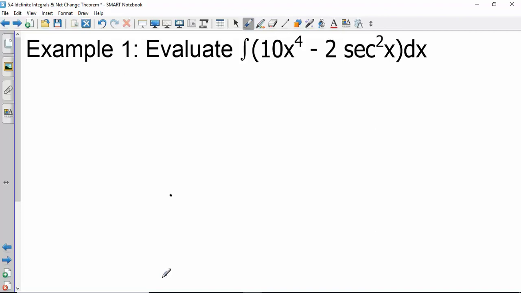So if I want to evaluate the integral of 10x to the fourth minus 2 secant squared x dx, what should I do? It's the antiderivative of 10x to the fourth, 2x to the fifth, minus 2. What has a derivative of secant squared? And what do we need at the end?